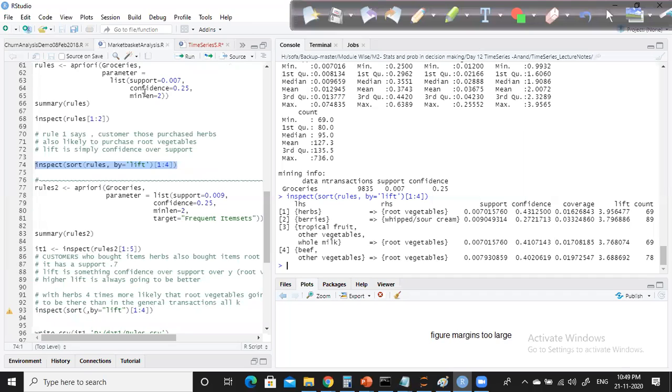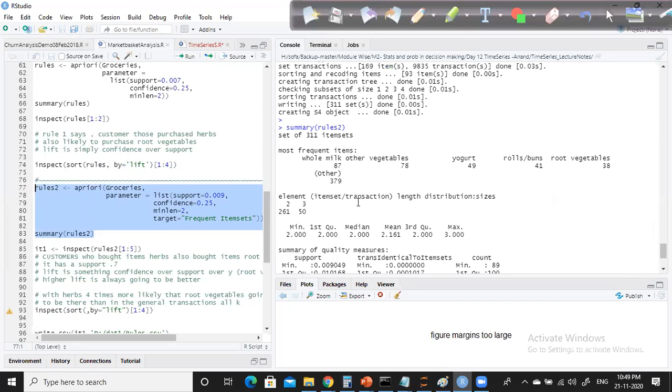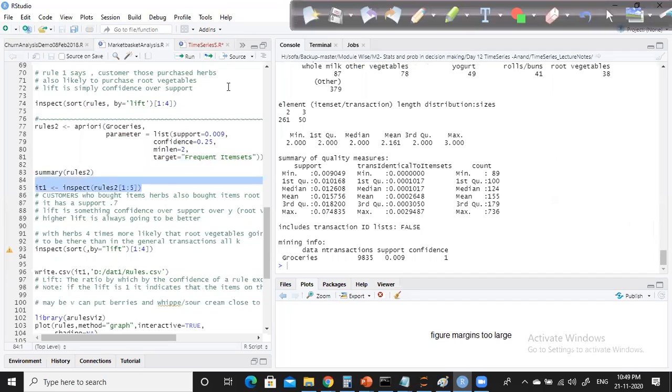See here, I used the same thing, but a different support count, 0.009, basically to find out the frequent items, or to discard the less frequent items, you increase the support count. That way you'll be very sure that keeping the relevant items really makes sense.